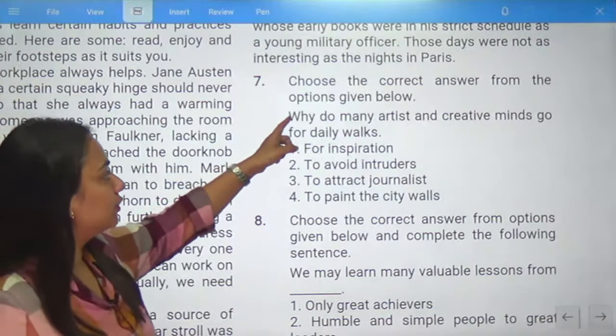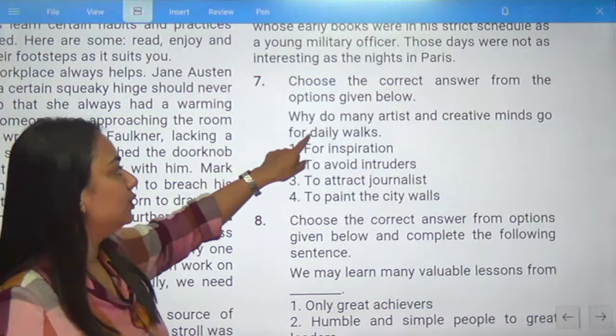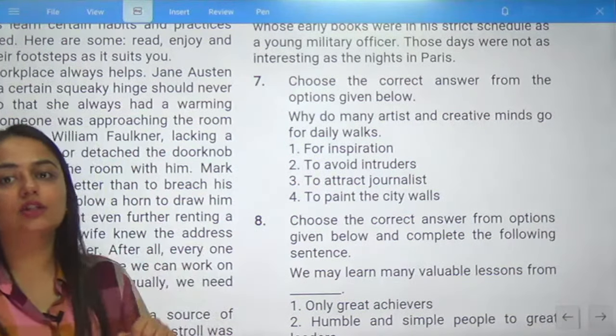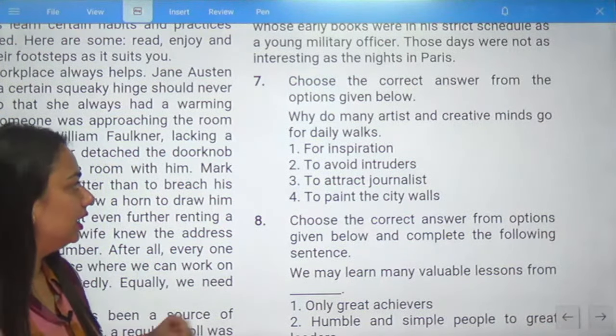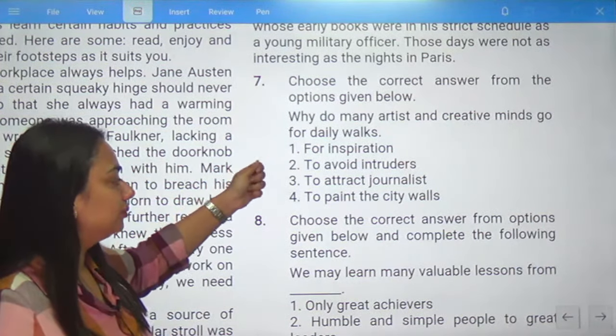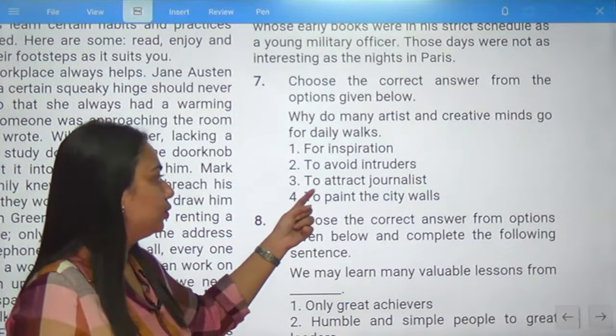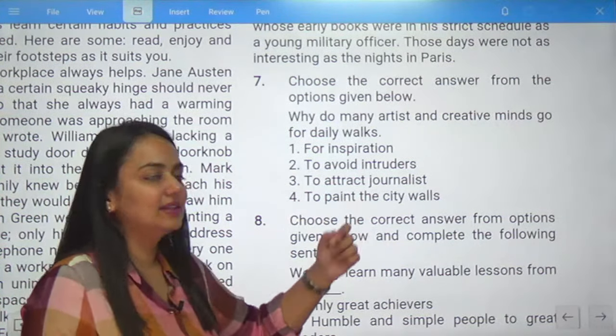Choose the correct answer from the options given below. Why do many artists and creative minds go for daily walk? क्यों जाते थे artists और creative writers daily walk के लिए? Inspiration के लिए जाते थे. To avoid the intruders, the uninvited people, to attract journalists, to paint the city walls.